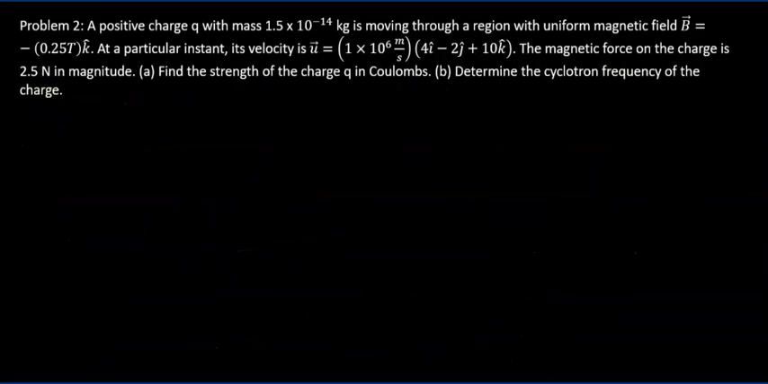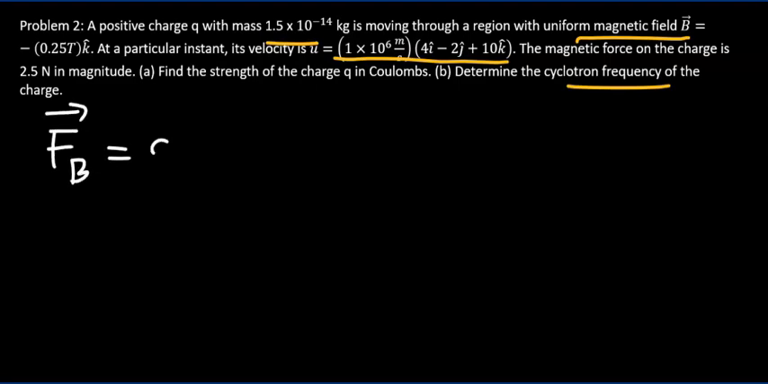Problem 2. A positive charge Q with mass 1.5 times 10 to the power minus 14 kg is moving through a region with uniform magnetic field, given by this expression. At a particular instant, its velocity is given by that vector expression. The magnetic force on the charge is 2.5 newtons in magnitude. Find the strength of that charge, Q in coulombs, and determine the cyclotron frequency of the charge. We know the magnetic force is given by the following expression.